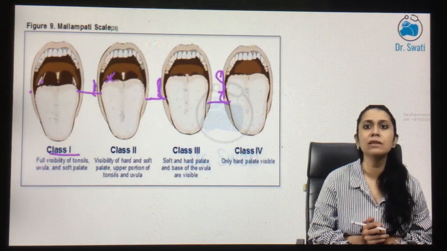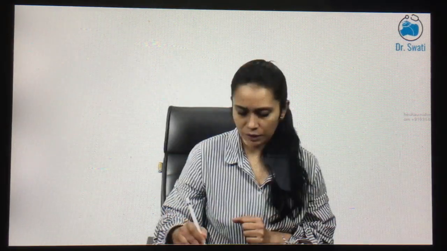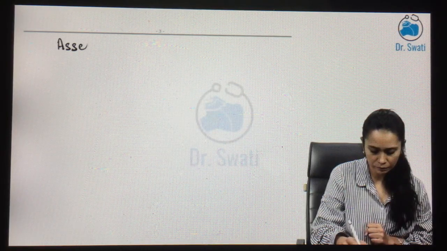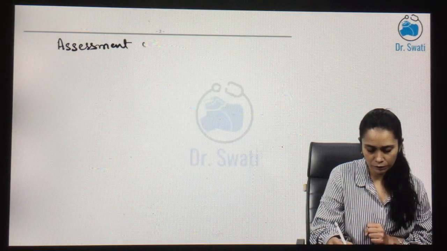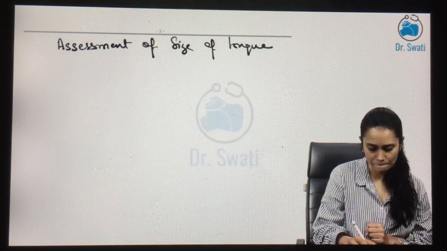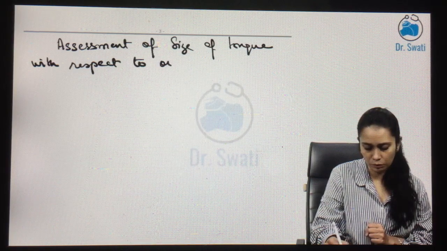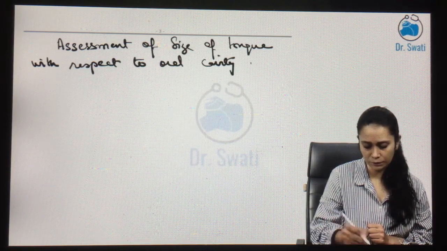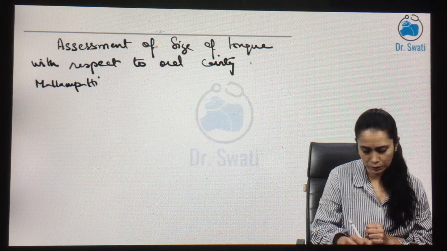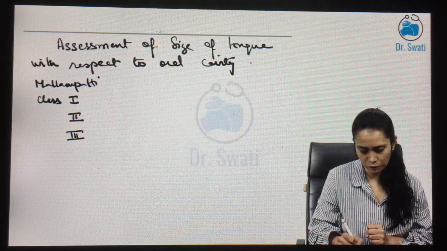It is assessment of size of tongue with respect to oral cavity, right? Mallampati grading is assessment of size of tongue with respect to oral cavity. Okay, we have Mallampati class 1, 2, 3, 4.